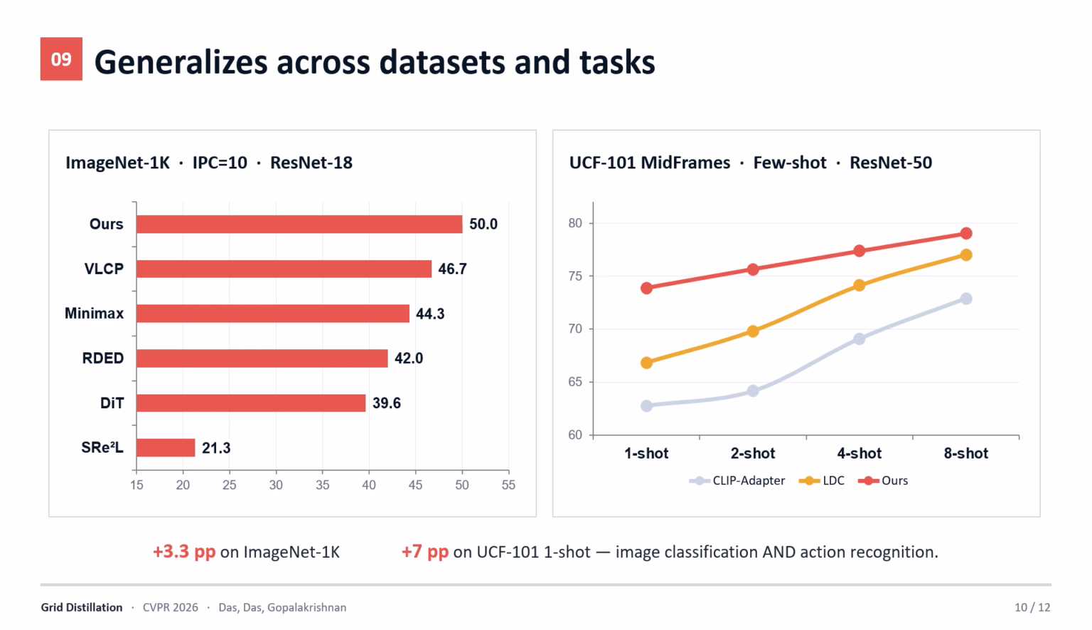The same pattern holds across datasets and tasks. On ImageNet-1K, the full 1000-class benchmark, we reach 50.01% accuracy, beating VLCP's 46.7% by over 3 points. And the framework generalizes beyond image classification. On UCF101 mid-frames, for few-shot action recognition, our Grid LDC variant beats prior LDC by 7 points in the one-shot setting. The gains hold across all shot regimes.